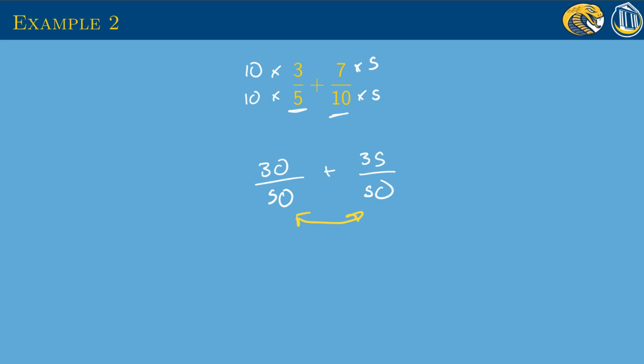Once again, we can add the numerators, leave the denominator as is, and we get 65/50, and if we want, we can simplify that, always a good idea. If we divide both of these by 5, we get 13/10. Cool.